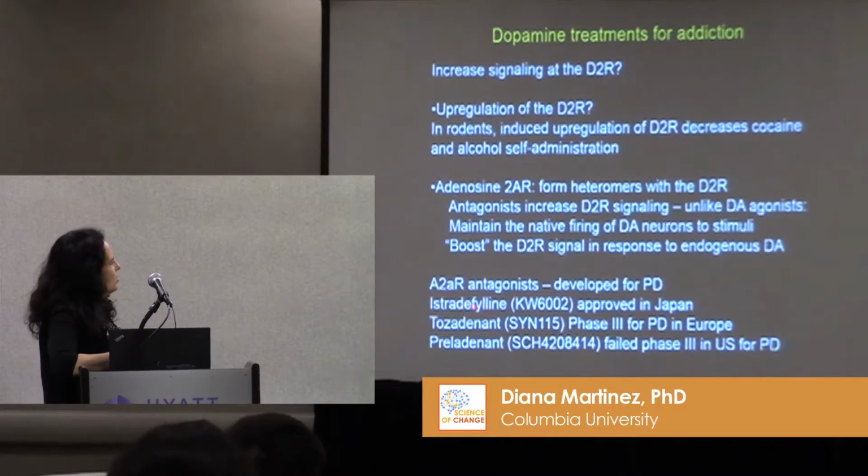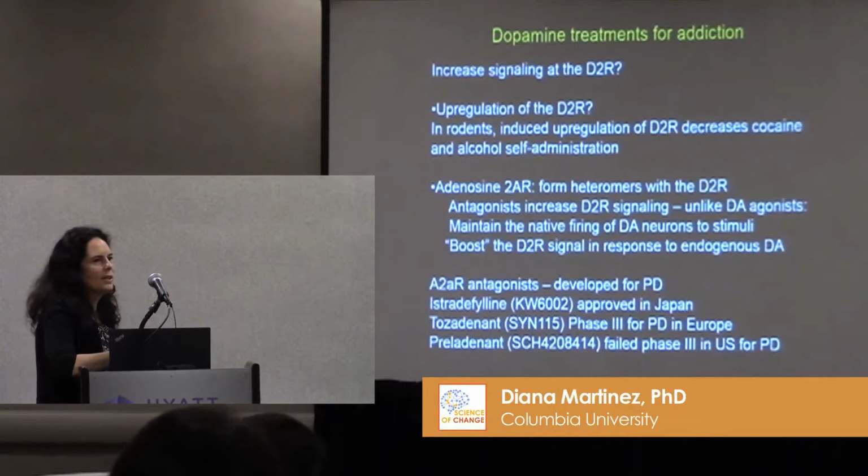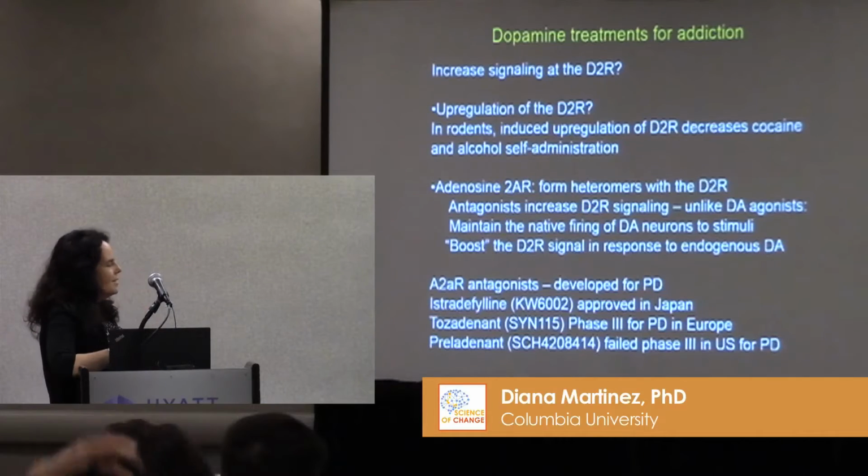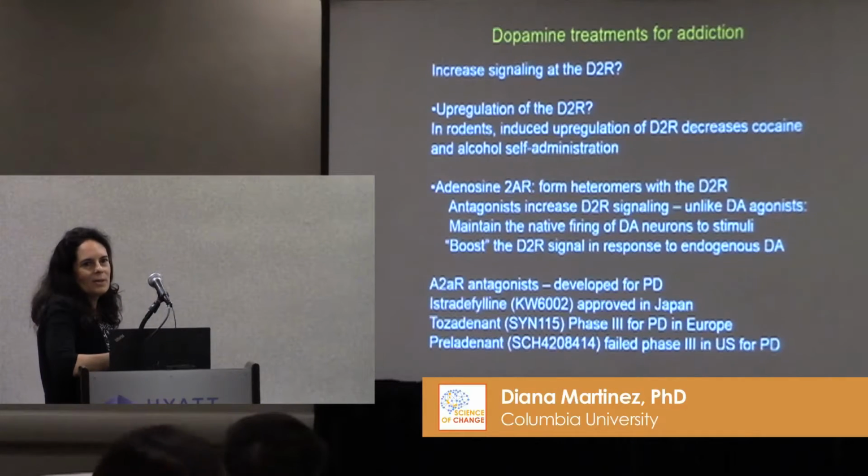This is exactly the rationale that was used to develop adenosine 2A antagonists for Parkinson's disease. One is currently in use in Japan, KW6002, which is a very nice compound. There's another one in phase 3 for Parkinson's disease in Europe, SYN115. The company is Biotie. And then there's SCH 420814, which was developed by Merck in the United States for Parkinson's disease. It passed in phase 2 and failed in phase 3, which suggests to me that it's probably a great drug. That being said, we've spent 3 years trying to get these compounds into humans as a potential treatment for addiction and have not succeeded in that realm.